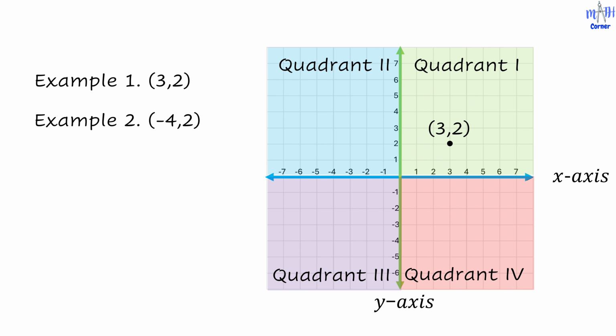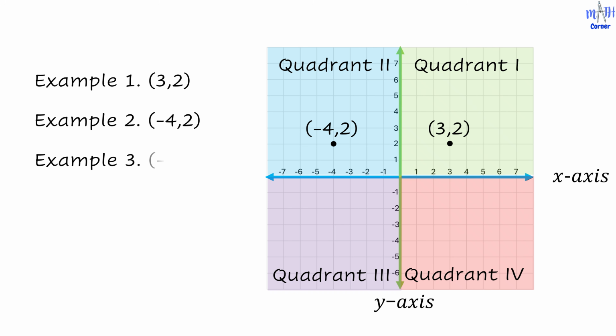Example number 2. Point (-4, 2). X is -4, so, starting at the origin, move 4 units to the left. Y is positive 2. Move 2 units upward. That is in quadrant 2.